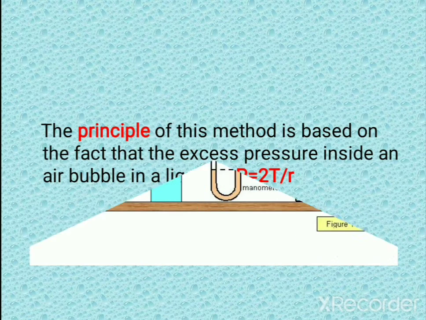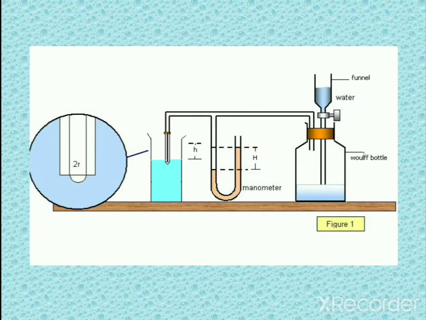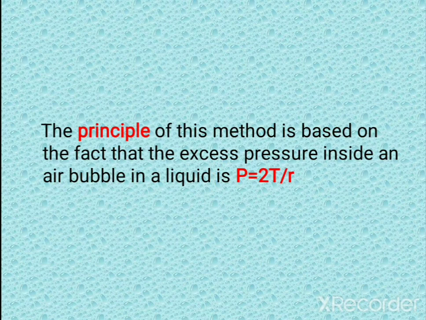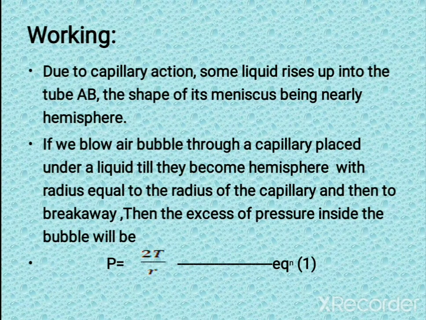So, by using Jaeger's method, we have to blow bubbles in a beaker. From this we can find the excess pressure, and after that we can find the surface tension. Now see the working. Due to capillary action, some liquid rises up into the tube. Again we can move towards the diagram.